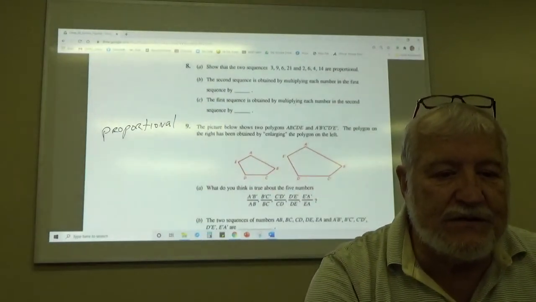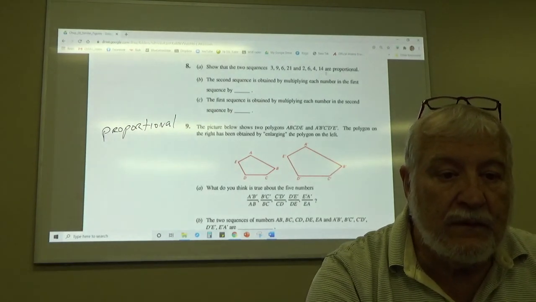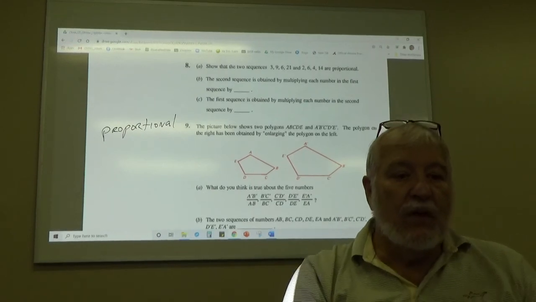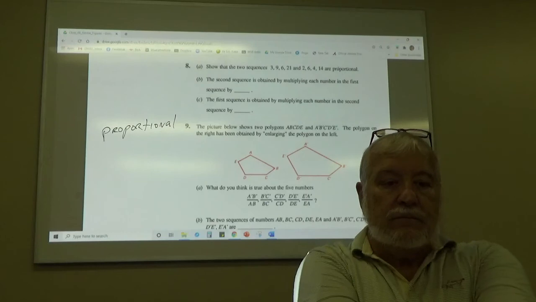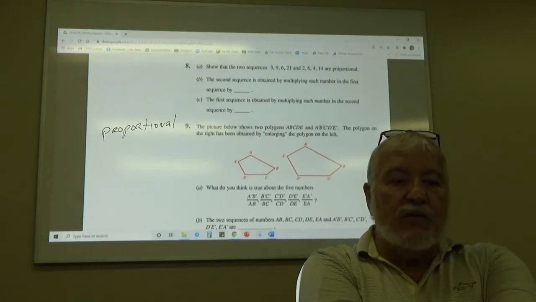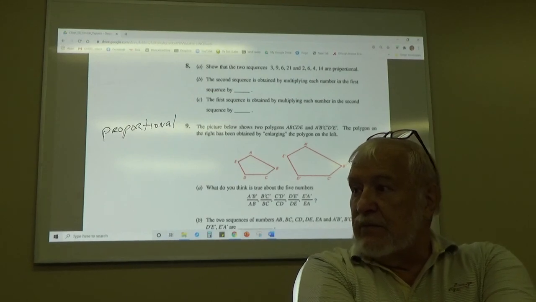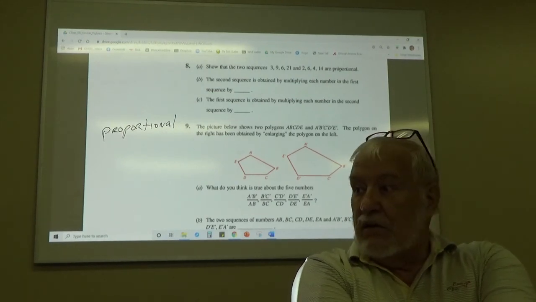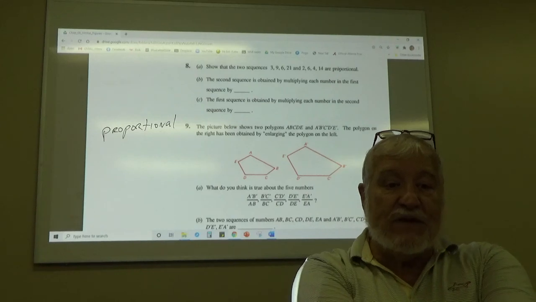Okay, so here's 2 sequences. Now, what does it say about them? The sequences are proportional. Okay, how do you show that? You start with 3 and go to 2. What's the ratio? Which is? 1.5. All right, so show me what happens in the rest of those.